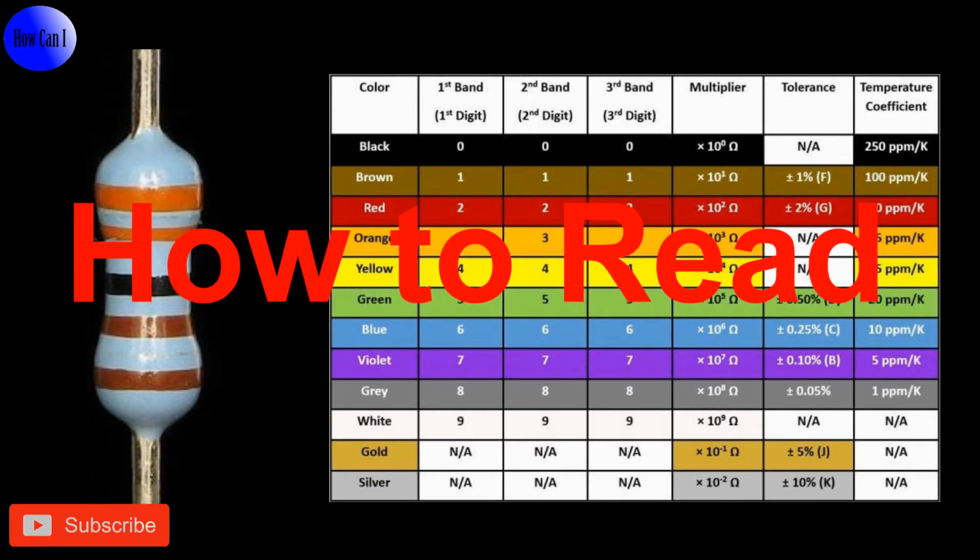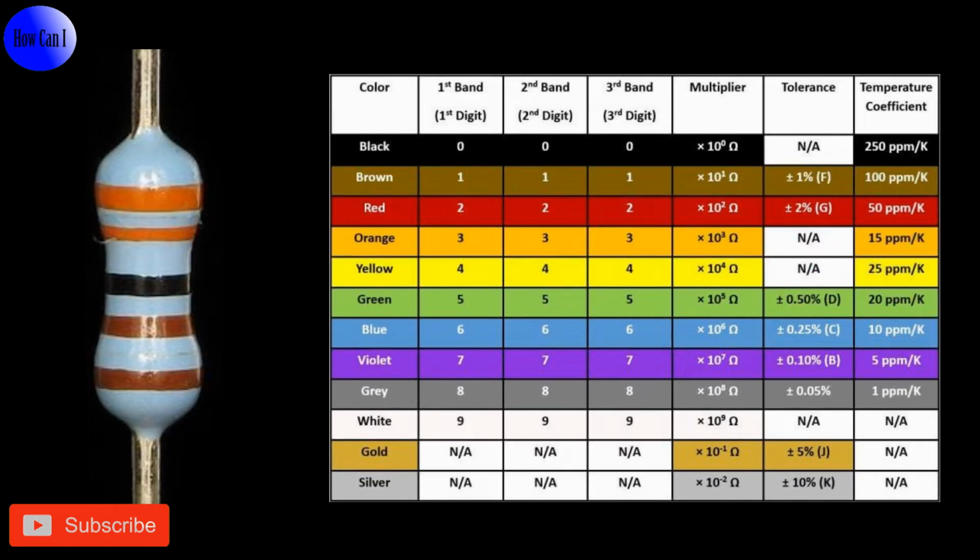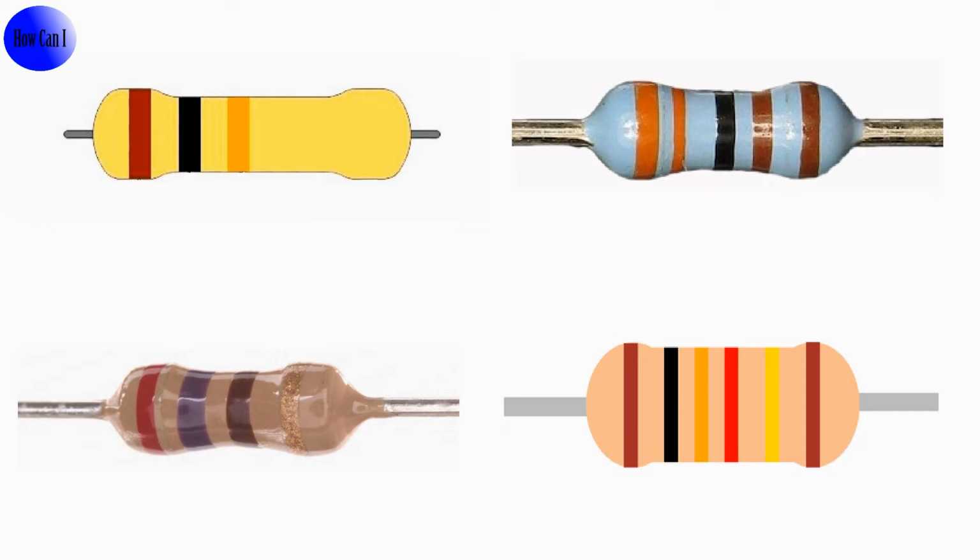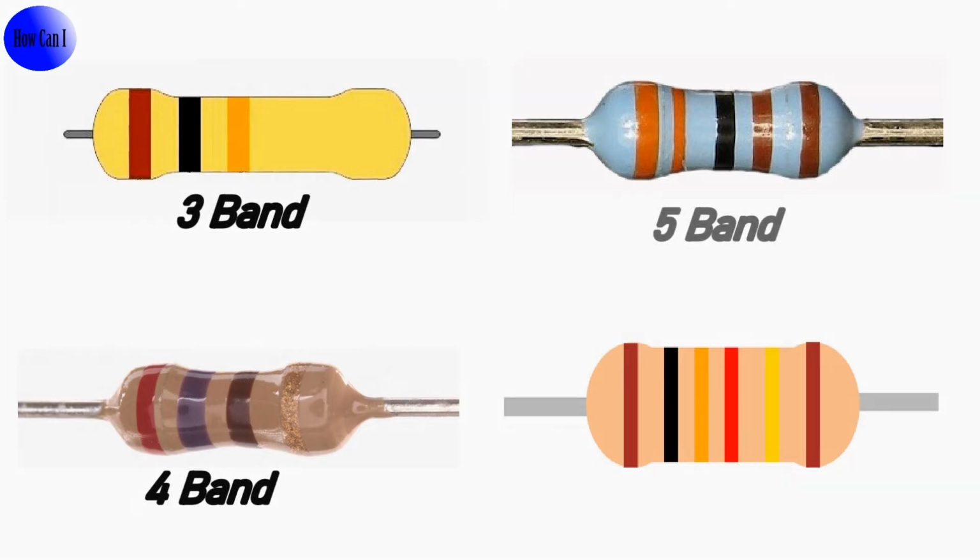Today we are going to talk about how to read resistor color code. We can see four different color codes in the resistors. They are 3 band, 4 band, 5 band, and 6 band.